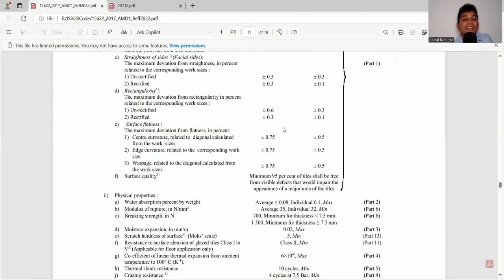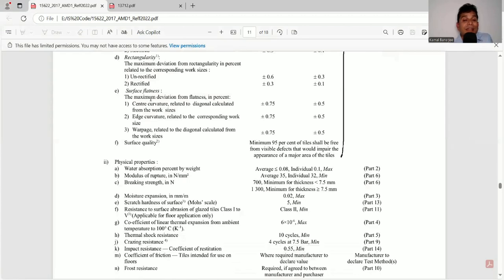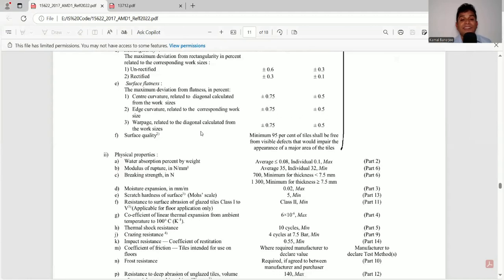And another thing is the surface flatness: the maximum deviation for flatness in percent, center curvature related to diagonal, calculated from the work size. It is important. Why? If the surface is not flat, sometimes the center is up and both sides are flat. So when you place the other tiles, the center point does not match and there is a projection. That is why it is important to check the surface flatness. That is also given as a percentage: 0.75 and 0.5, 0.75 and 0.5, and warpage related to diagonal calculated 0.75, 0.05.